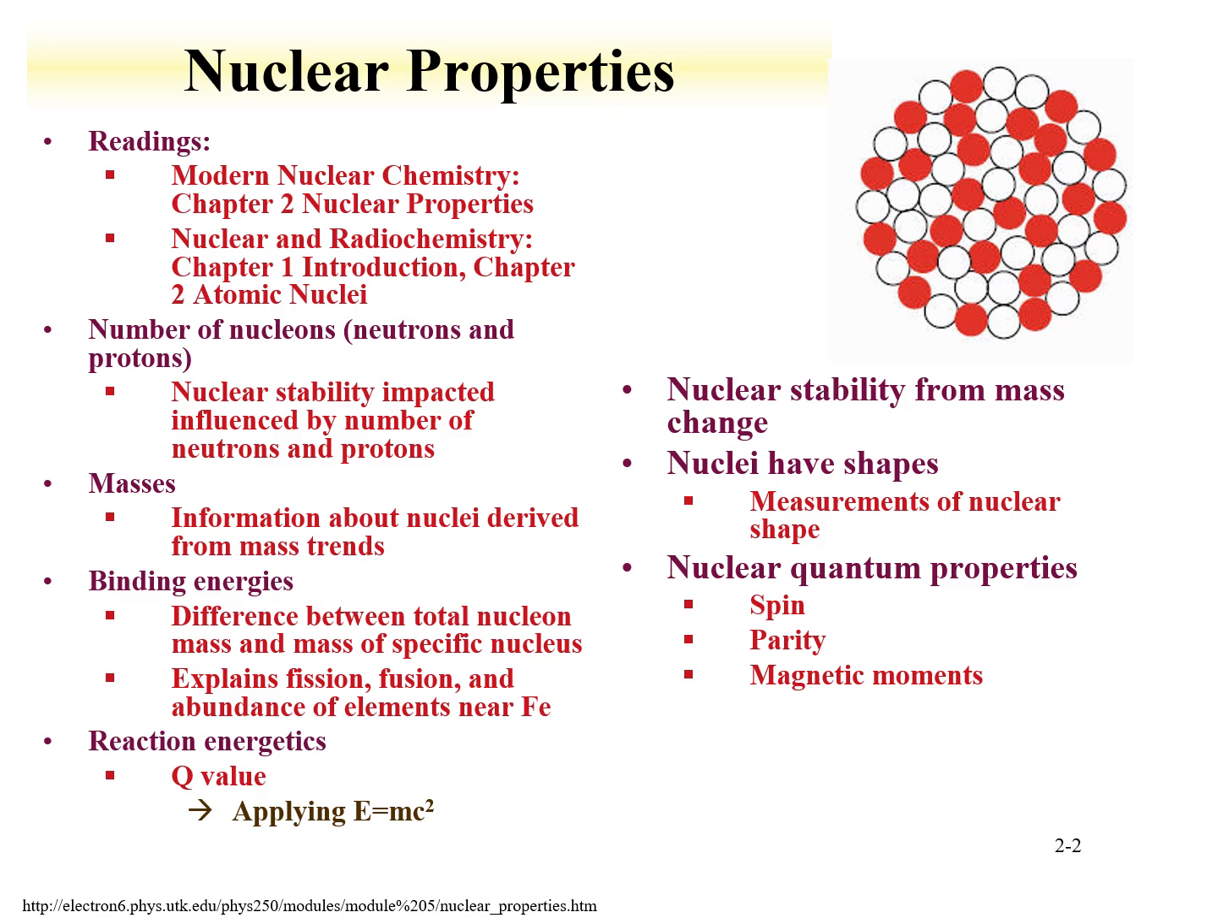We're also going to explore how binding energy, this difference between the mass of the total nucleons and the mass of the specific nucleus, is going to be used to explain fission, fusion, and abundance of elements near iron.